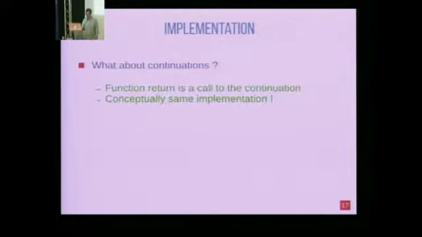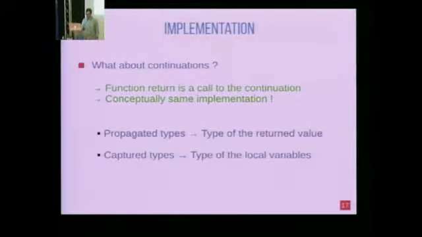Okay, that's pretty cool because it solved the problem for the function calls, but what about continuations? Actually, we know that a continuation can be represented as a call to the continuation. So conceptually, we can use the exact same implementation, but this time the propagated type is the type of the return value instead of the type of the arguments, and the captured types are the types of the local variables live when we create the object representing the continuation for the call.